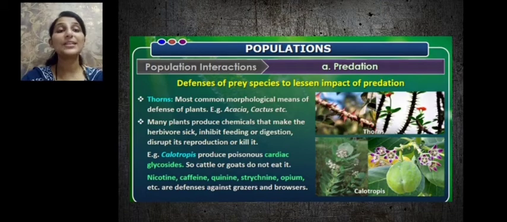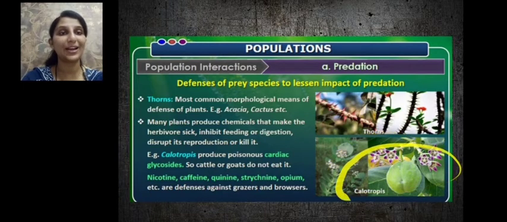Third is the presence of thorns. The most common morphological means of defense of plants is the presence of thorns. For example, acacia and cactus have thorns which protect them from the predator. And many plants produce chemicals that make the herbivores sick. We just said that herbivores are also predators because they feed on the producers, that is plants. Most of these plants produce certain chemicals which make the herbivore sick, inhibit feeding or digestion, disrupt its reproduction, or kill it.